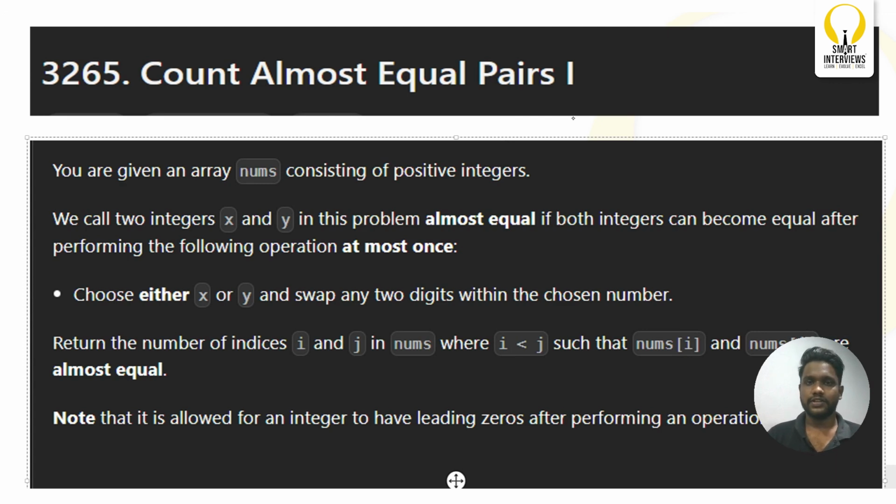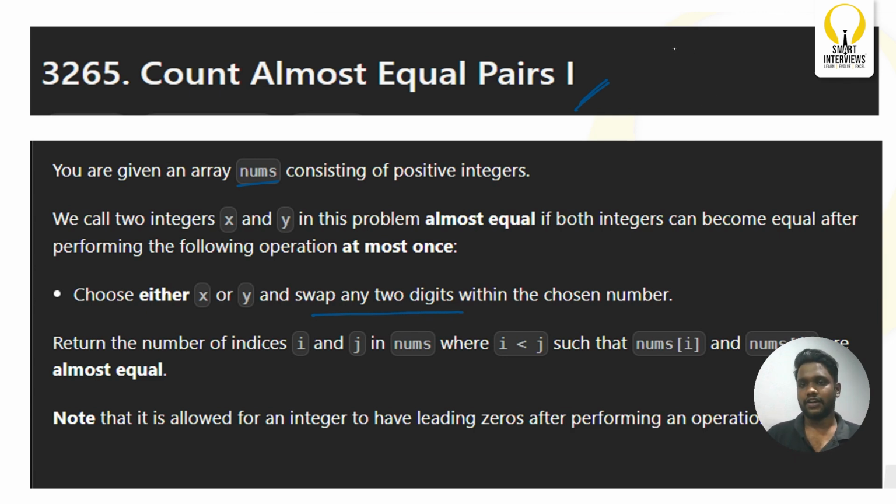So this problem is called count almost equal pairs one. In this question we are given an array of integers called nums, and it is also said that we can call two integers x and y almost equal after we swap any two digits within the chosen number and they become equal.